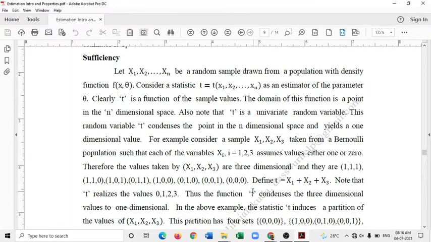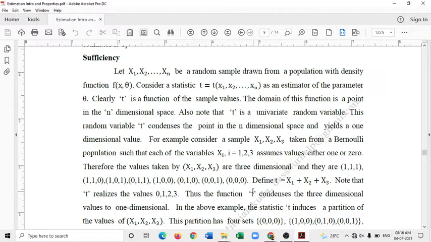Here we note that the variables representing the sample x1, x2, etc., xn will assume n-dimensional values. At the same time, the statistic proposed, t, takes only univariate values. For example, if t is the sum of the values obtained by x1, x2, etc., xn, then the sum is only a single valued random variable.